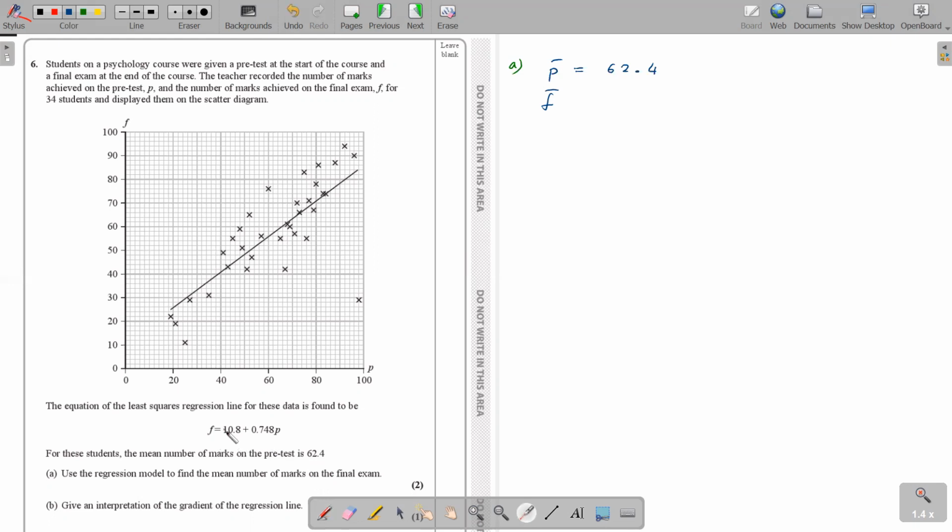We can write the equation F bar equals 10.8 plus 0.748 into P bar. Do you understand? So F bar equals 10.8 plus 0.748 times P bar. Input the P bar value and multiply and tell me the answer. P bar is 62.4. What is the answer? Type in the chat. Get me the answer quickly. How much is it?